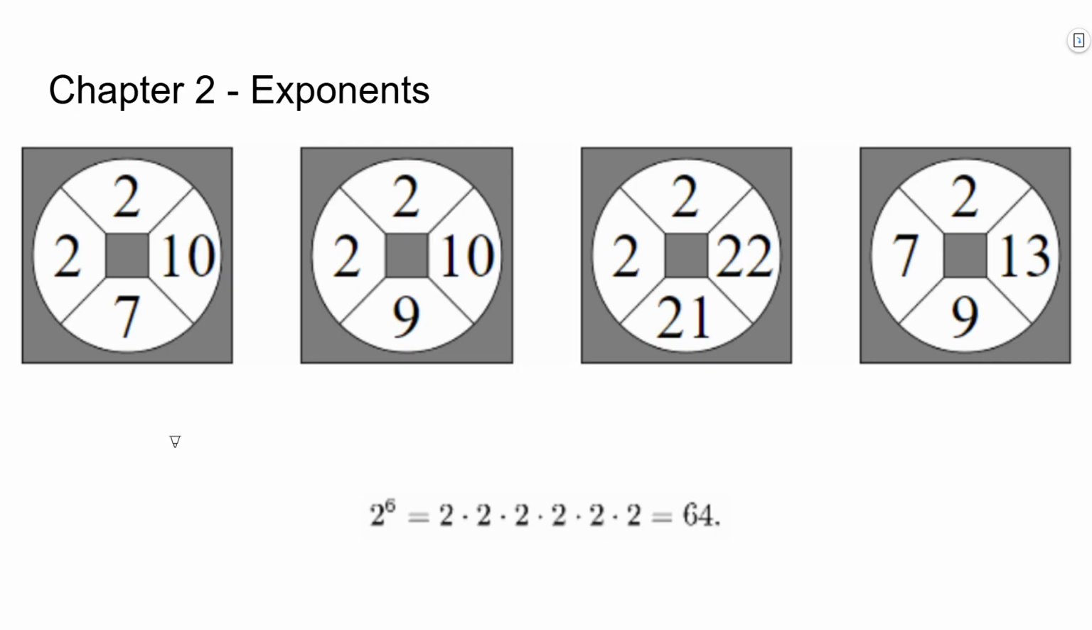All right, so this first one here, let's see, you can do 10 divided by 2 would be 5, plus 7 would be 12, times 2 would be 24. This next one here, we can do 9 minus 2 would be 7, times 2 is 14, plus 10 would be 24.